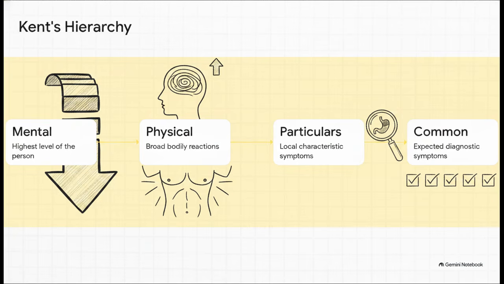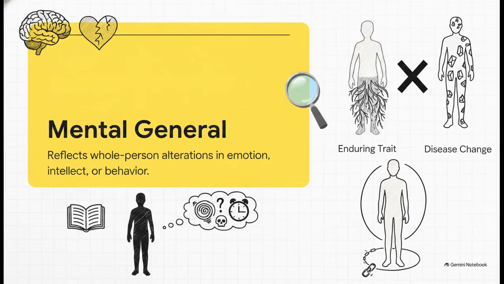The symptoms at the top, the generals, represent the patient as a whole person, which means they carry the absolute highest analytical weight. Let's look a little closer at that top tier. A mental general represents the absolute highest level of the person. We're talking about clear, distinct changes in emotion, intellect, will, or behavior, something like a profound anxiety or suddenly developing a fear of death.